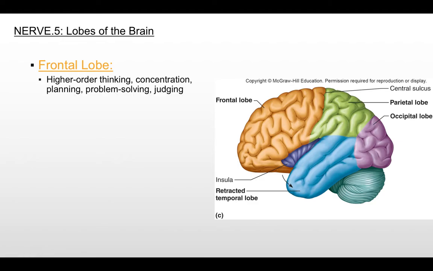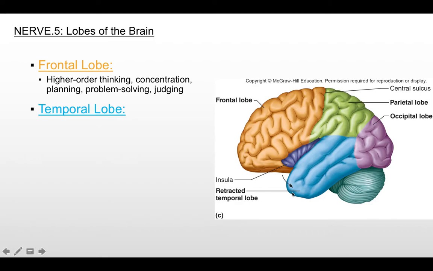Why is ours so big? It controls higher order thinking, concentration, planning, problem solving. All of the ways that we interact with the world and make executive decisions are controlled in your frontal lobe. Fun fact, it's not finished developing until you're 25. It's one of the last pieces of you that finishes its development. And so a lot of people credit the choices that young people make to underdeveloped frontal lobes.